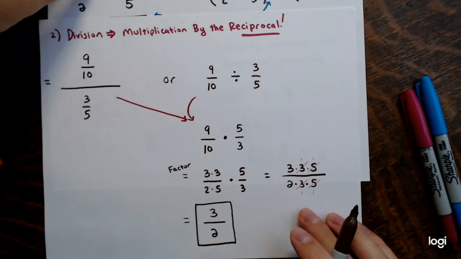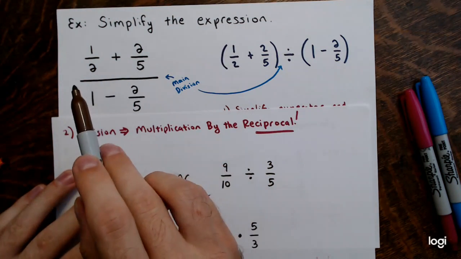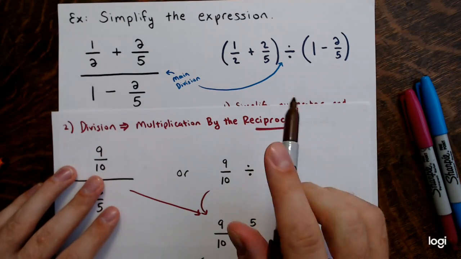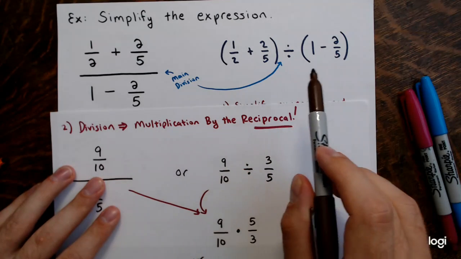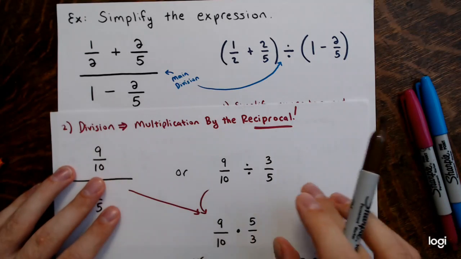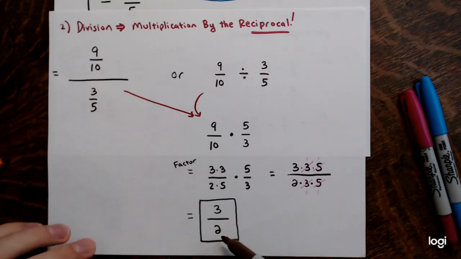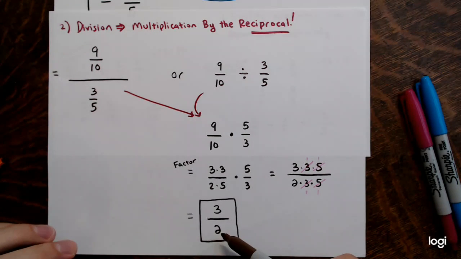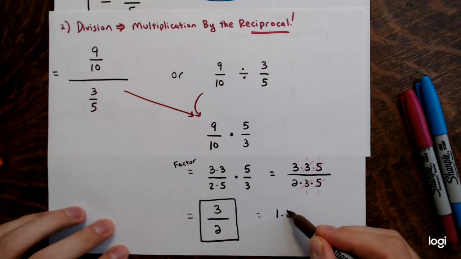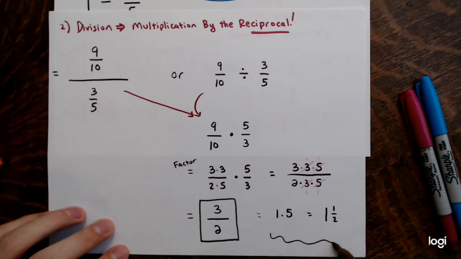So my original expression, this crazy thing up here, 1/2 plus 2/5, divided by 1 minus 2/5. If you were to punch it in a calculator, you'd have to put parentheses around the whole numerator, divided by, and then parentheses around the whole denominator. If you did that, you would get something equivalent to 3/2. Or, if you want to write this as a decimal, this would be 1.5, or as a mixed number, 1 and 1/2. All these are the same thing.